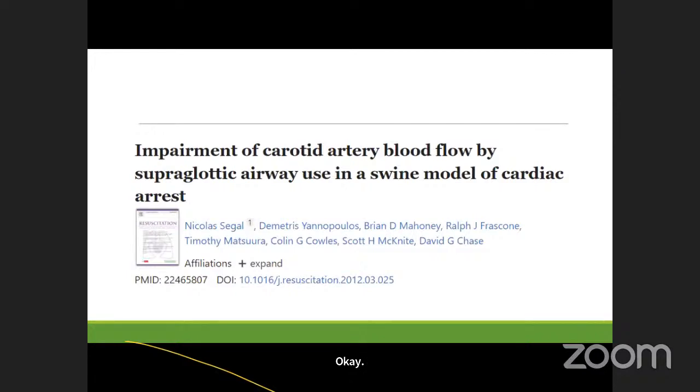There's another study, impairment of carotid blood flow by supraglottic airway in a swine model of cardiac arrest. Here's what they did in this study. They took 9 pigs, induced ventricular fibrillation, and started CPR. Then they inserted various supraglottic airways, including LMAs, and performed a postmortem carotid arteriography. In these pig models, it did show decreased cerebral perfusion.